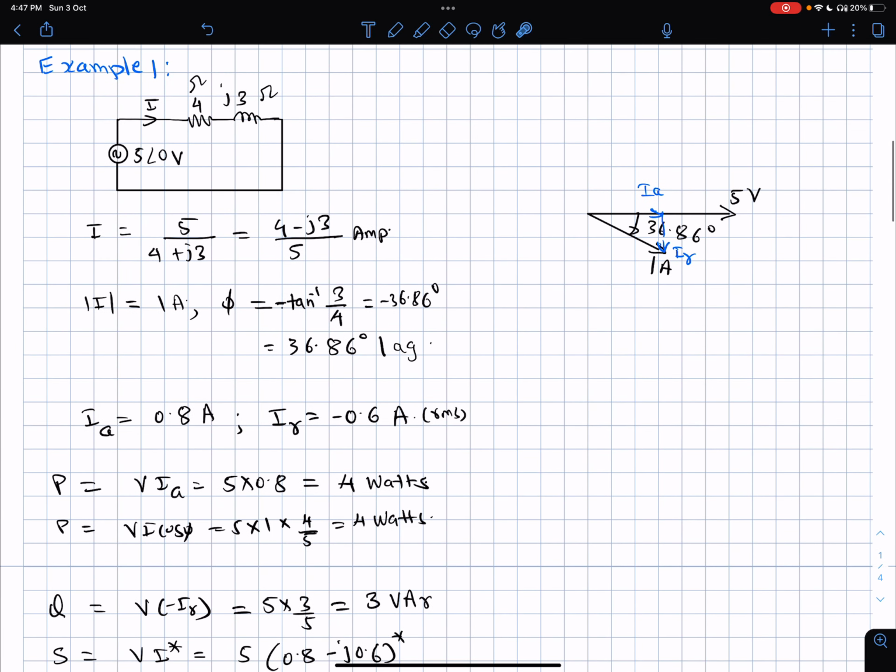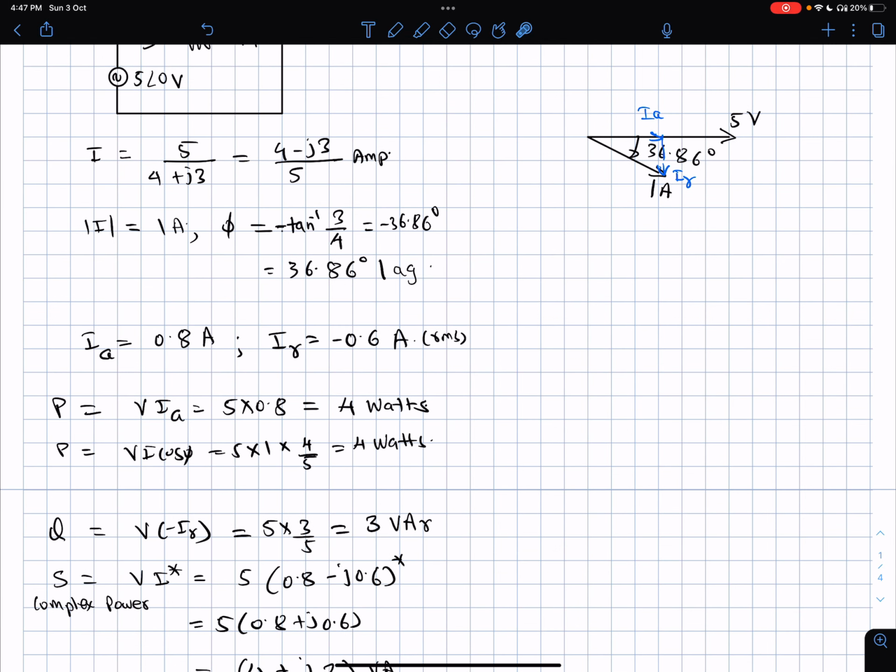Now, the average power is this voltage times the component IA which is in phase with it, while the quadrature component does not have any role in the average active power. So the power becomes 5 into 0.8, which is 4 watts. Same thing you get if you use the formula V I cos phi, which is 5 into current magnitude of 1 into cos phi, which is 4 by 5, and therefore you get 4 watts.